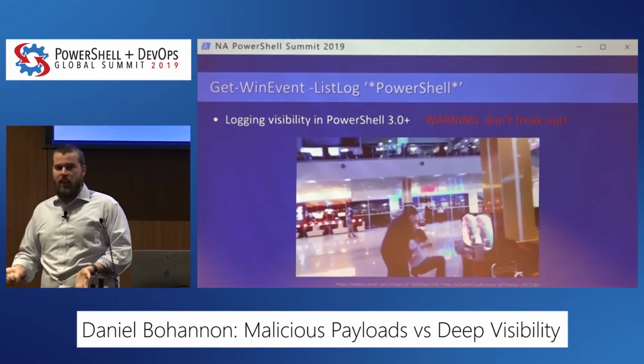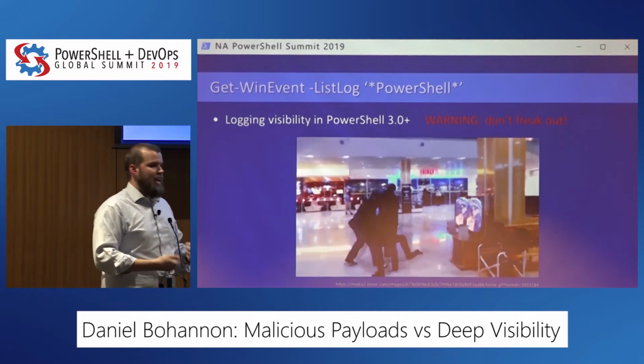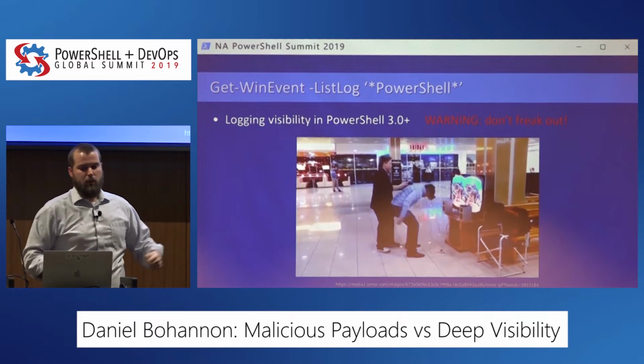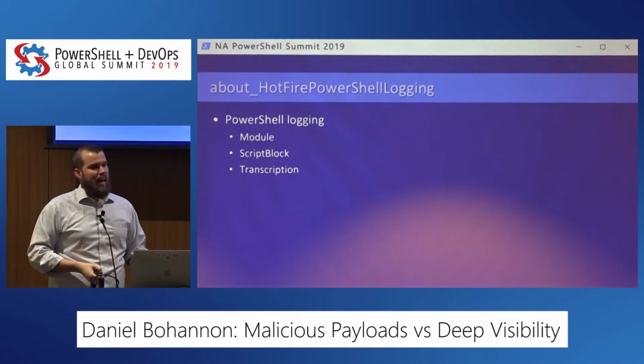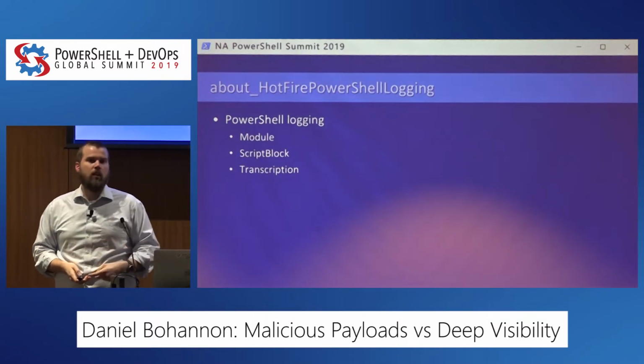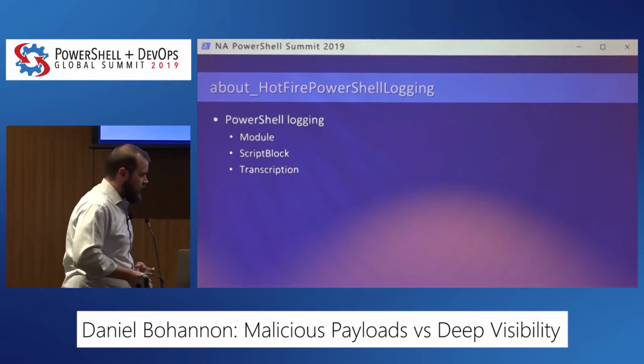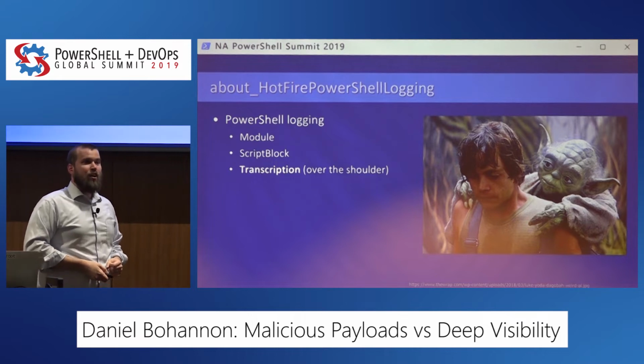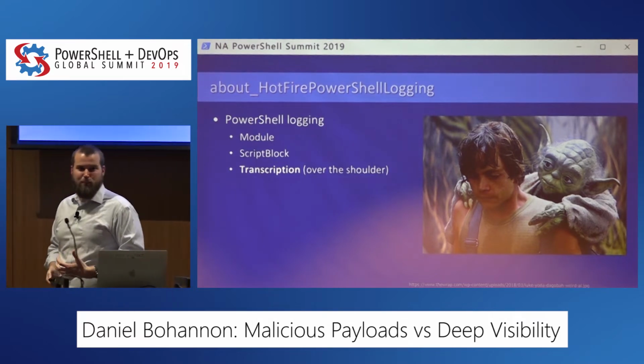Other times, maybe it's just taking one of the logs and starting there and then adding as you go, so that you can say, I'm adding these logs because here's the detection wins that we're going to get from it. So the three main categories of PowerShell logging here are module logs, ScriptBlock logs, and transcription logs. So we'll start with the fun one, transcription, or over-the-shoulder logging. Input and output of everything that's happening in PowerShell.